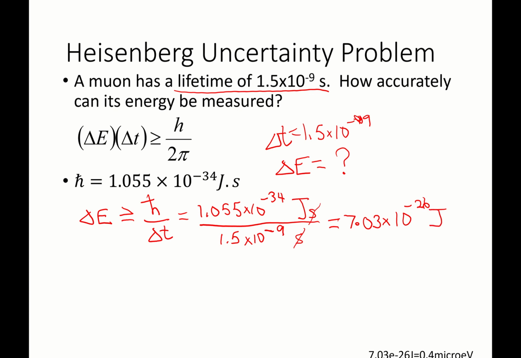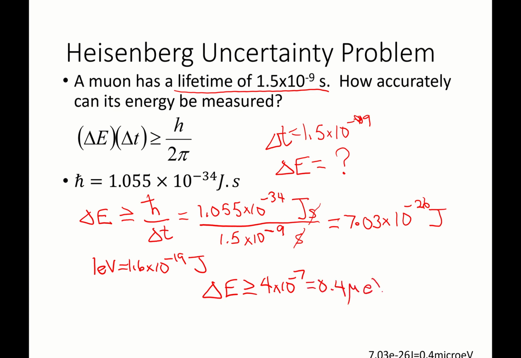And when I talk about very low energy levels, remember often we talk about electron volts. So if I convert that to electron volts, remember 1 eV is 1.6 times 10 to the minus 19 joules. So delta E is greater than or equal to 4 times 10 to the minus 7, which is 0.4 micro electron volts. So still a very small energy, but again, remember that energy uncertainty might be on top of a very small energy to begin with, in which case it will be a significant uncertainty in the energy.